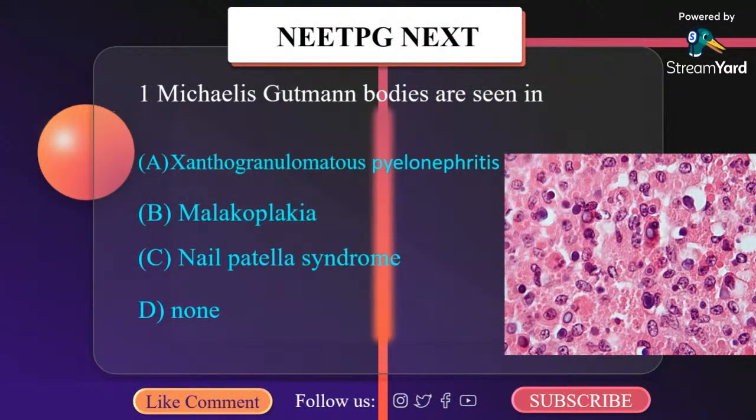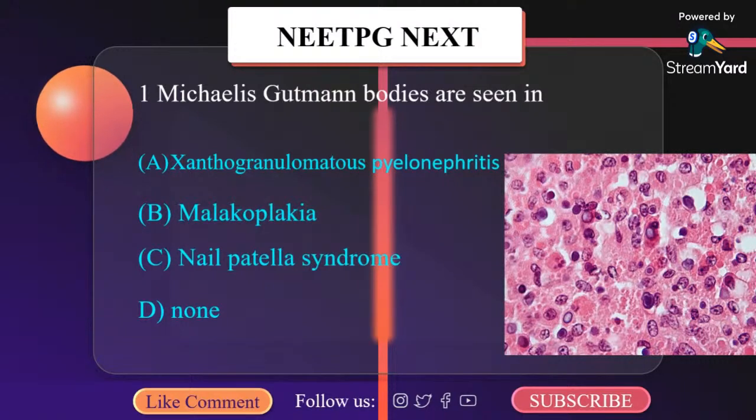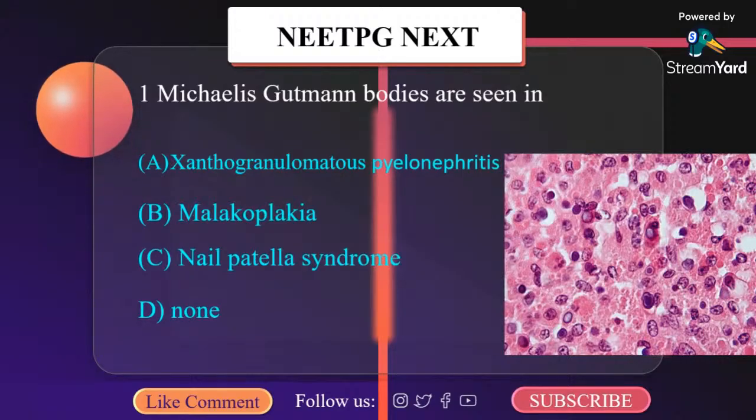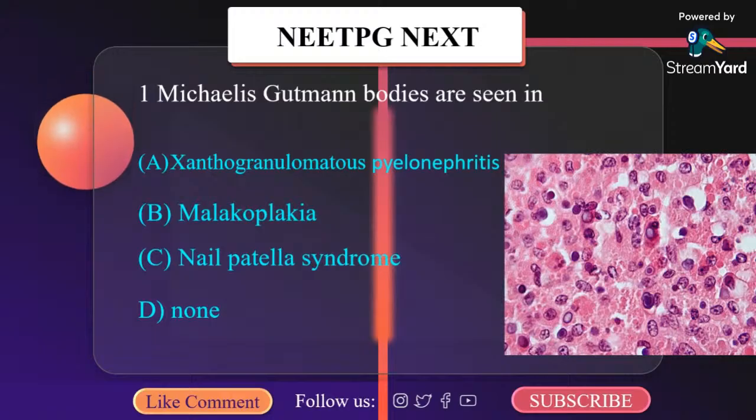Michaelis-Gutmann bodies are seen in A. xanthogranulomatous pyelonephritis, B. malakoplakia, C. nail patella syndrome, D. none. It is malakoplakia. What is malakoplakia? Malakoplakia is a variant of cystitis. It is related to chronic bacterial infection, usually caused by E. coli and occasionally by Proteus species. It is characterized by unusual appearing macrophages and giant phagosomes. It points to a defect in phagocytic or degradative function of macrophages.